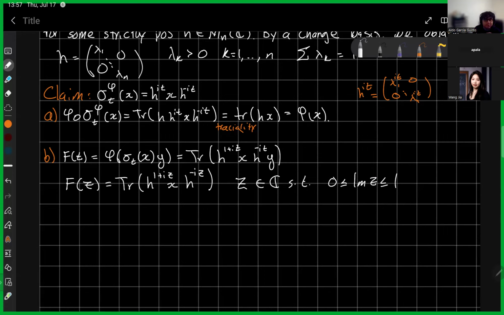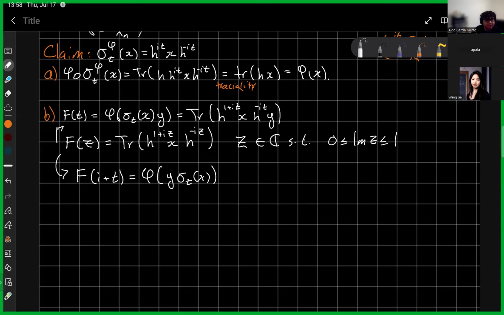Okay. And then this is just a routine check. By computation, just plugging it in, you need to show that f of i plus t is equal to phi of y sigma t of x. And in here, you'll use traciality again at some point. But the idea here is that because we're in this finite dimensional place, it makes sense to just use this function.